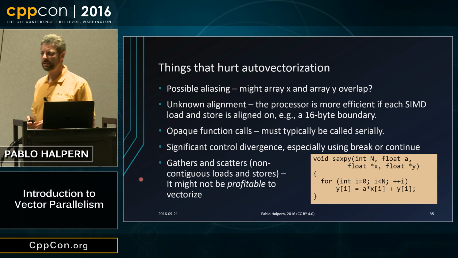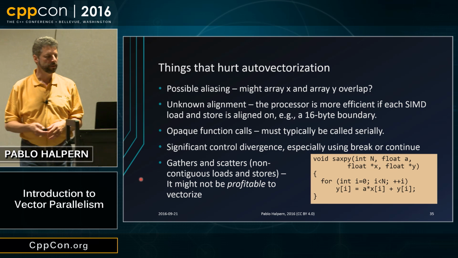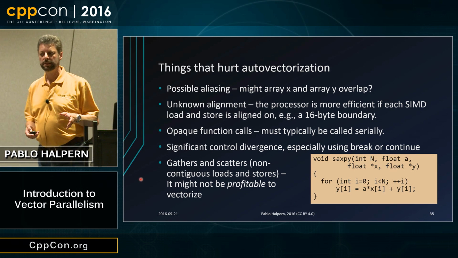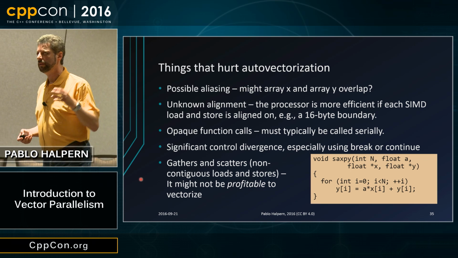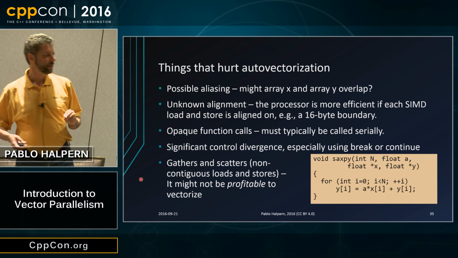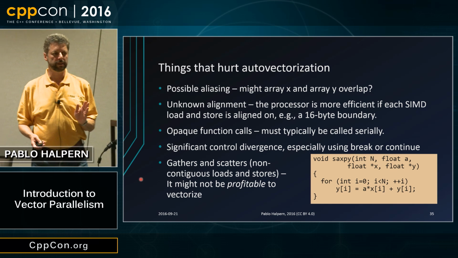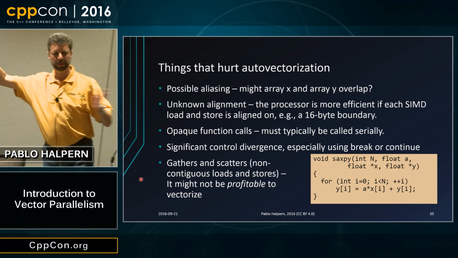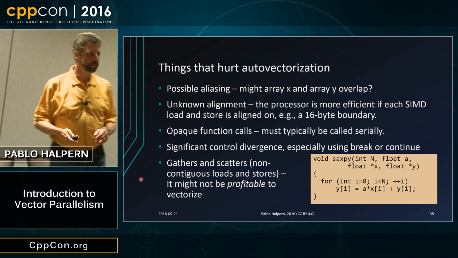A lot of control flow divergence, especially break and continue and goto. Gathers and scatters. Again, all of these things impede vectorization. Things like the aliasing could actually cause the compiler to give up, whereas most of the others cause the cost function to overflow, so it says, no, this is too expensive to vectorize, so I'm not going to bother.